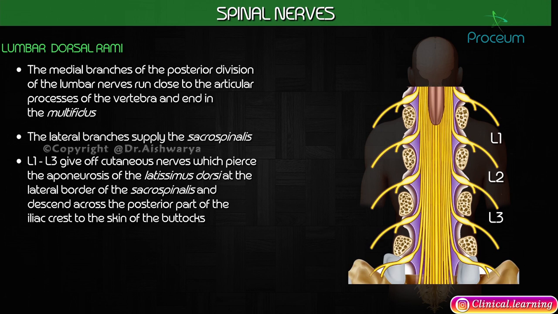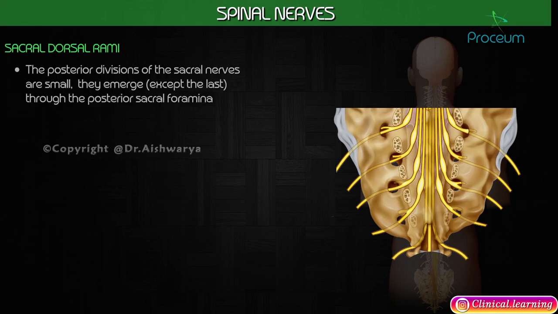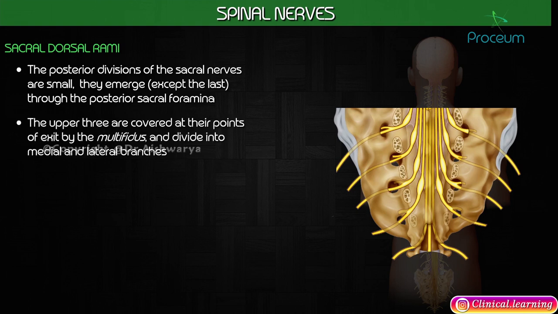So, after the lumbar nerves, next are the sacral nerves. The posterior divisions of the sacral nerves, or we can say the posterior rami, are small. They emerge, except the last, through the posterior sacral foramina. The upper three are covered at their points of exit by the multifidus, and they divide into medial as well as lateral branches. The medial branches are small and end in the multifidus.